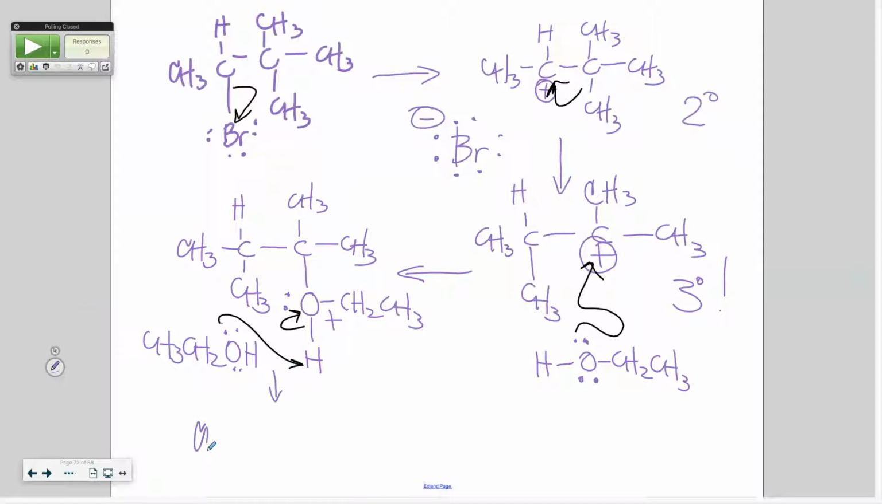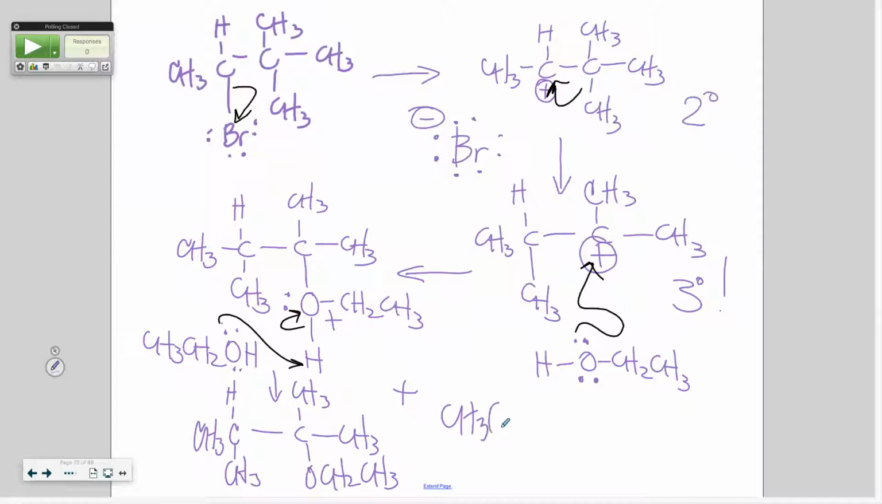You get CH3, CH, CH3. And then you get your C, CH3, CH3, O, CH2, CH3. And then, since I used the ethanol, you will also get this little O protonated ethanol. Okay? Which will have the bromide ion as its counter ion.